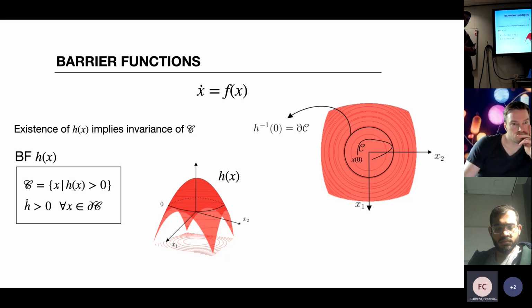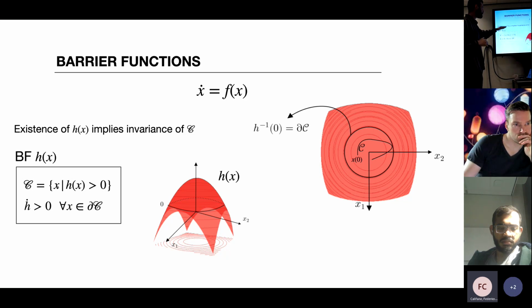The Lyapunov function stores information about stability. Is an equilibrium stable or not? Is a set invariant? Is a set stable or not? Barrier functions do the same for the concept of invariance. In the same way as the existence of a Lyapunov function implies stability, a barrier function implies invariance. In which way?